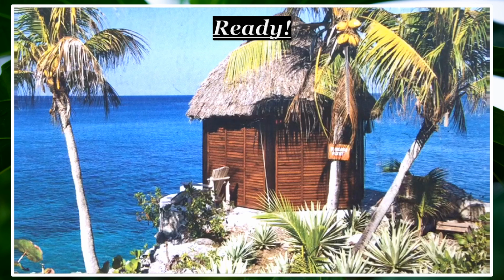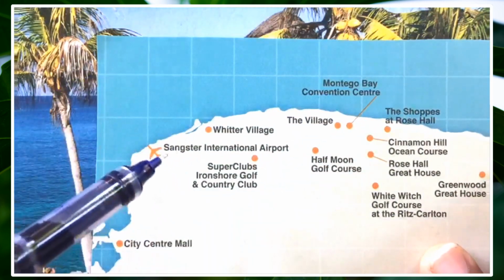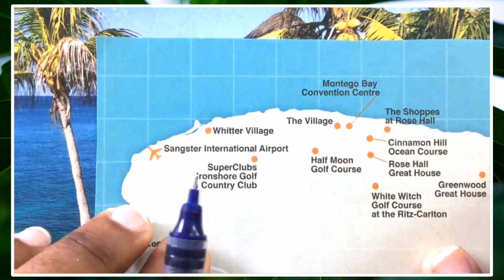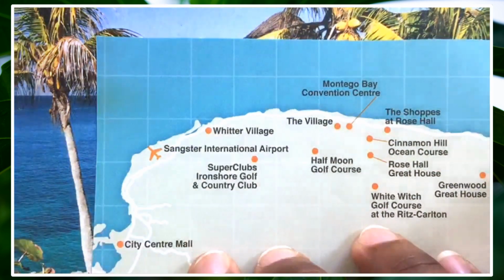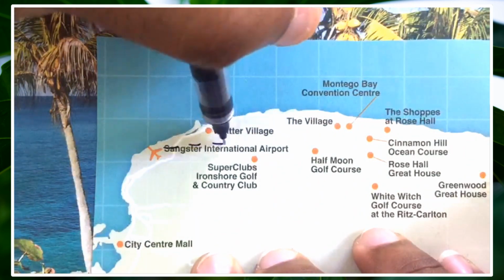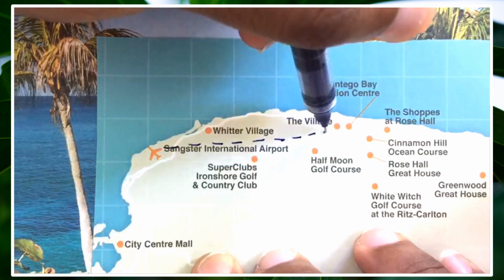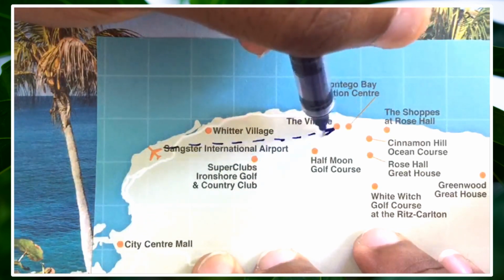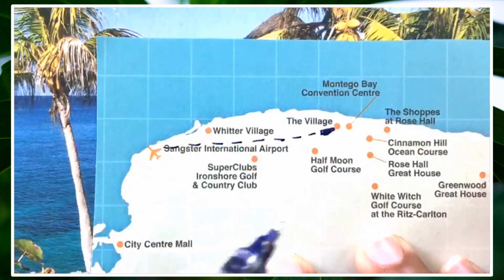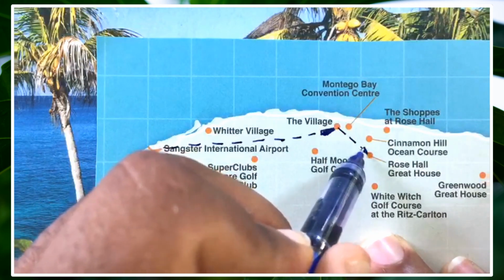Today we're in Mobile and we just landed at Sangsters International Airport. We want to travel to the village. So we're traveling to the village, and look at the direction that we're heading. Great. And from the village, we're going to try to get to Rose Hall Great House. Just like that.